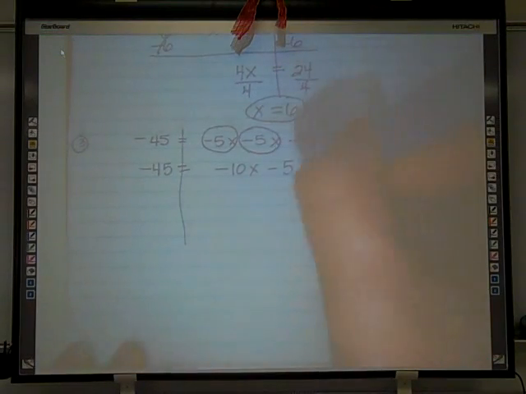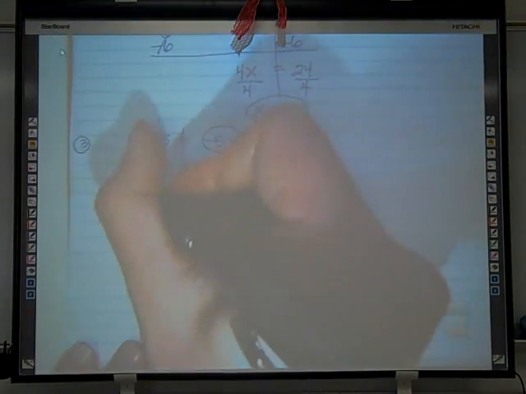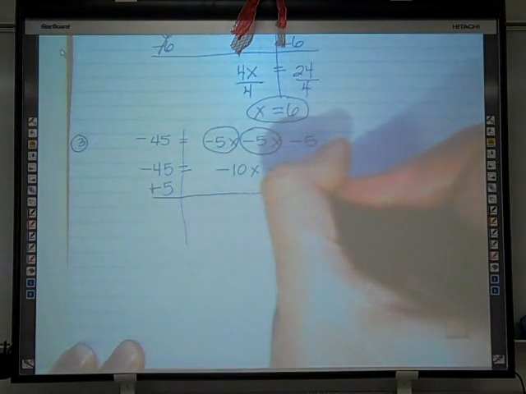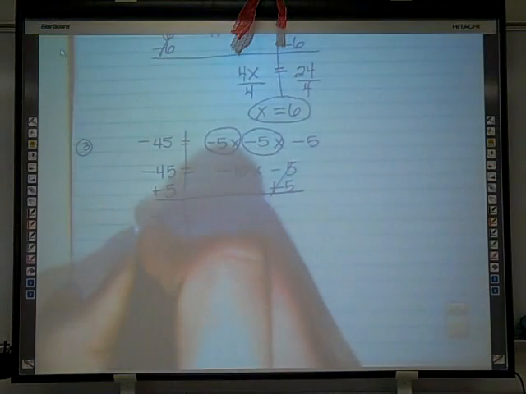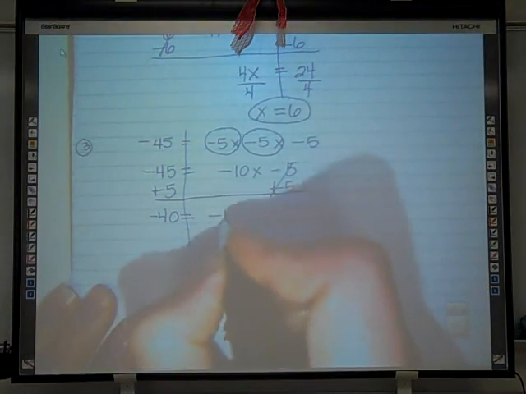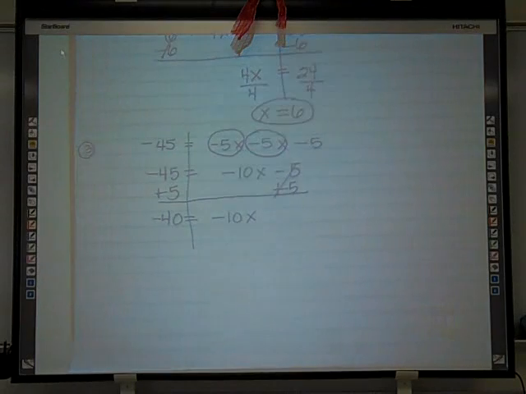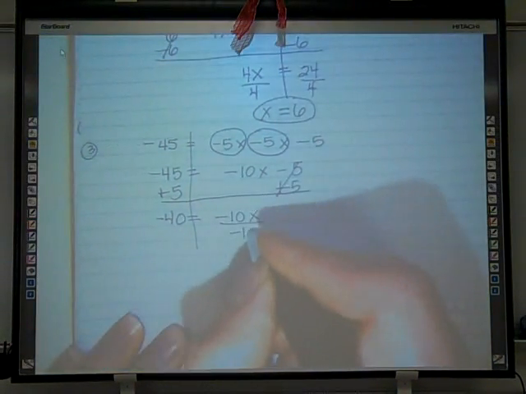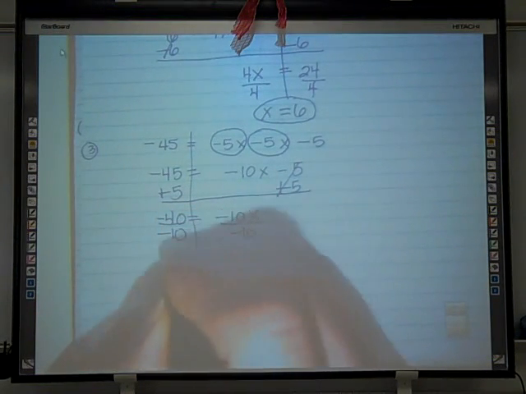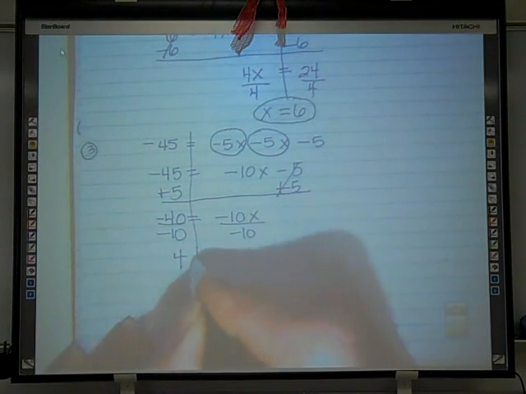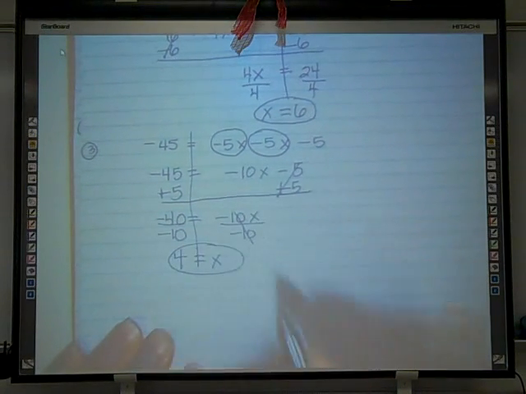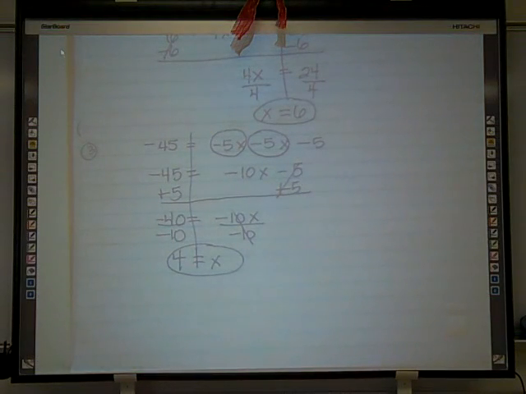Alright, next step, let's get this 5 out of here by adding 5 to both sides. 5's are gone. You have negative 45 plus 5, which will give you negative 40. And you still have negative 10x on the other side. Last step, divide both sides by negative 10. So you get negative 40 divided by negative 10, which is 4. Equal to x. Alright, number 4.